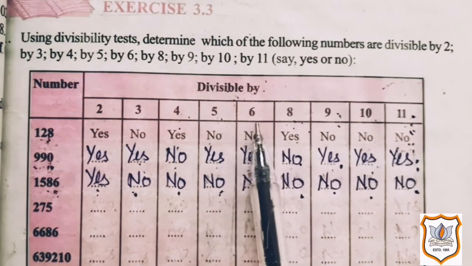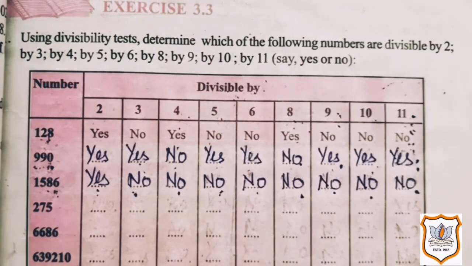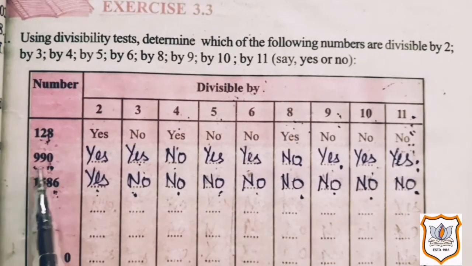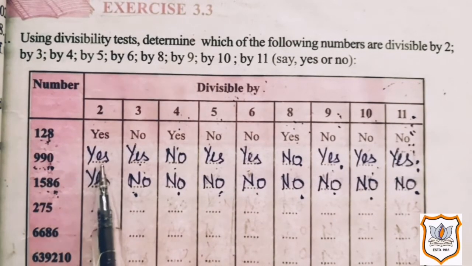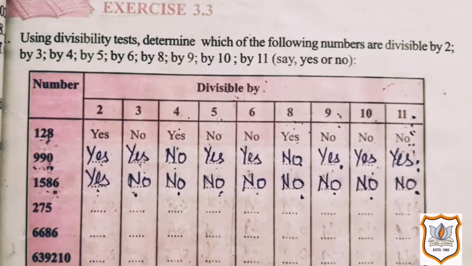Divisible by 6. According to rules of divisibility, if any number is divisible by 2 and by 3, then only the number is divisible by 6. Here the number 990 is divisible by 2 and by 3. So the number is also divisible by 6. So we will write yes over here.